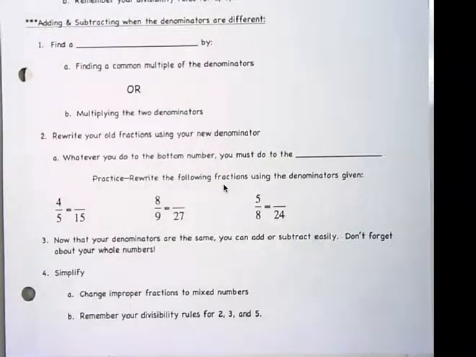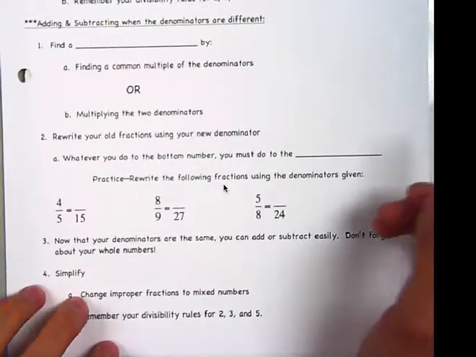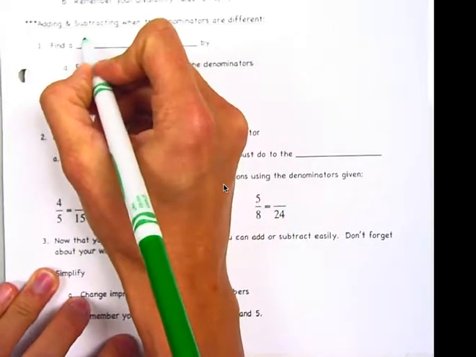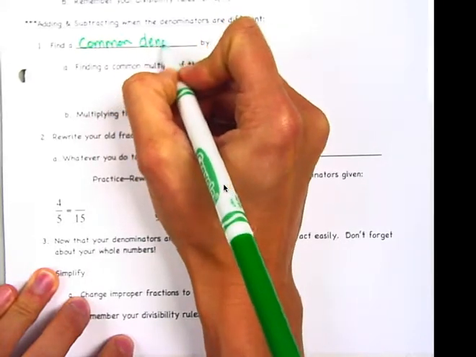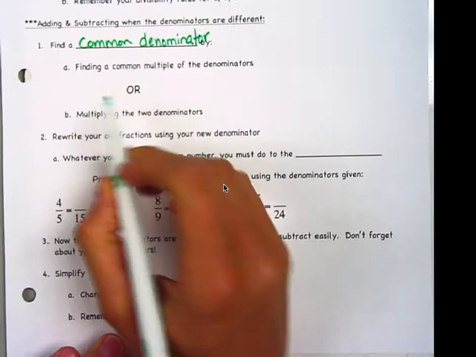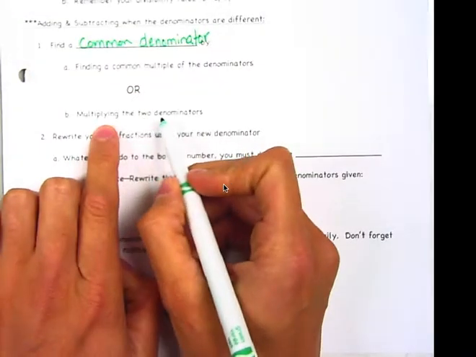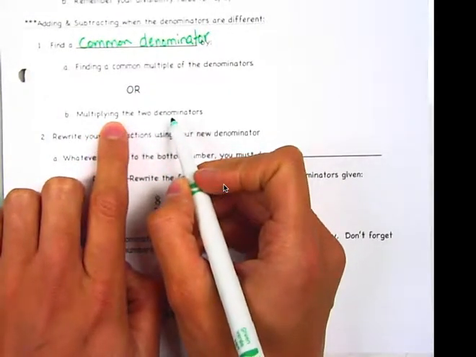Okay, so when we add and subtract fractions and the denominators are different, before we can do anything, we need to make sure that they are the same, so we're working with the same size pieces. So the first thing we need to do is find a common denominator by either finding a common multiple for the denominators or multiplying the two denominators. This option will not always get you the least common denominator, but it'll still get you one that's in common.